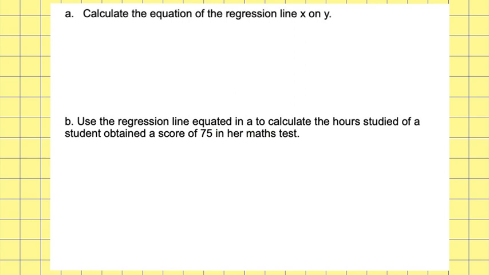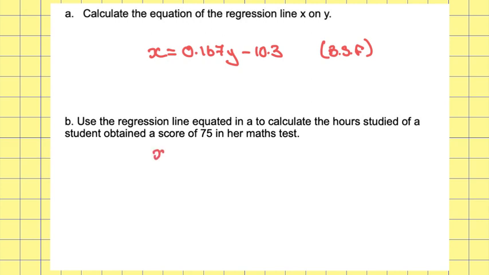So if I want to answer these two questions, A, calculate the equation of the regression line x on y. So my regression line should be written as x equals 0.167y minus 10.3, and that's everything to three significant figures. B, use the regression line calculated in A to calculate the hours studied of a student obtaining a score of 75 in her maths test.